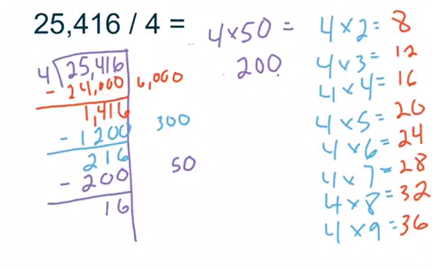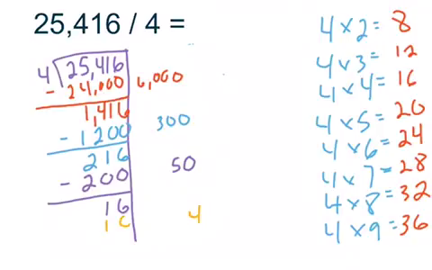I now have 16 left, and I ask the exact same question. What can I multiply 4 by that will get me close to 16? Well, this one should be a pretty simple math fact because all I have to do is multiply it by a single digit factor. 4 times 4 gives me 16. So off to the side I say, great, my last partial quotient is 4. If I subtract 16 from 16, I'm left with 0.